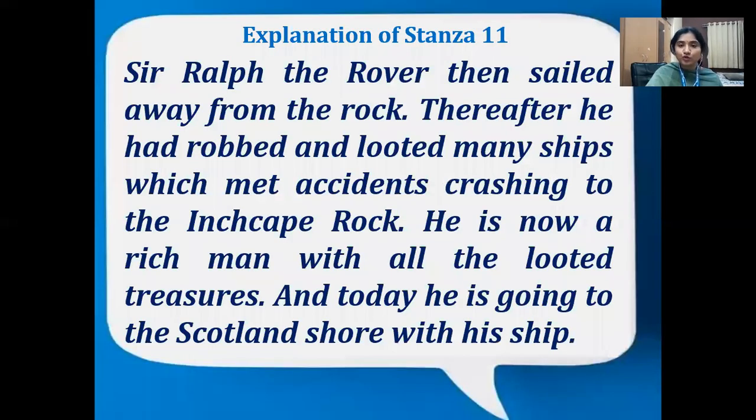Sir Ralph the rover then sailed away from the rock. Thereafter, he had robbed and looted many ships, which met accidents crashing on the Inchcape rock. He is now a rich man with all the looted treasures. And today, he is going to the Scotland shore with his ship.